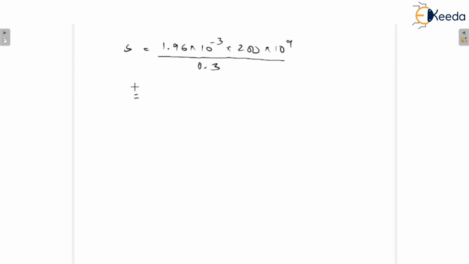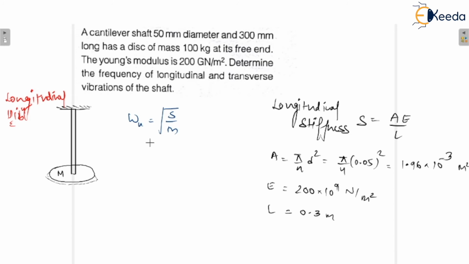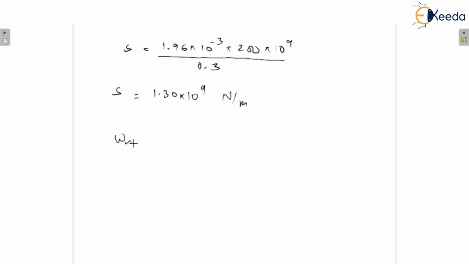So I'm just solving these equations. It comes out to be 1.30 multiplied by 10 to the power 9. Okay, the unit is Newton per meter. You just have to put this value in these equations. So omega n would be equal to under root of 1.3 multiplied by 10 to the power 9 upon 100. This is the mass of the rotor.